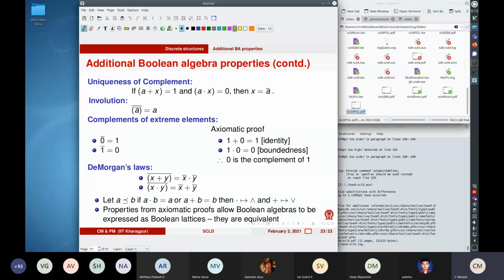These are various properties which you can also prove axiomatically. The point to note is that these are axiomatic proofs as against the proofs that we had given earlier. Those are structural proofs, based on the structure of the lattice, and these are based on the axioms of Huntington, or you can say Huntington's postulates. Those Huntington's postulates are essentially axioms.